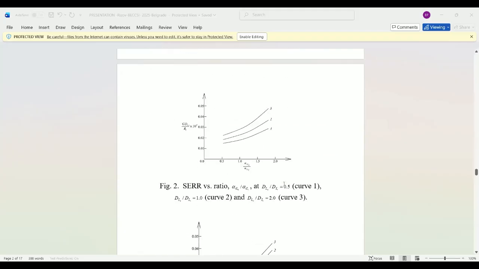First, the influence of the change of the coefficient of thermal expansion along the bar length on the strain energy release rate is analyzed. The influence of the change of the parameter dL1 on the strain energy release rate is analyzed too. These influences are illustrated in figure number 2, where the relation between the strain energy release rate and alpha T L4 to alpha T L1 ratio is plotted at 3 dL4 to dL1 ratios. In figure number 2, we observe a growth of the strain energy release rate with a rise in alpha TL4 to alpha TL1 ratio. A growth in the strain energy release rate with increasing ratio dL4 to dL1 is also observed.